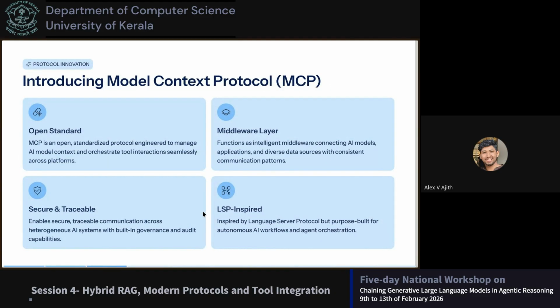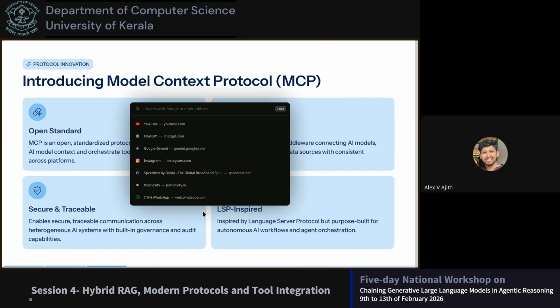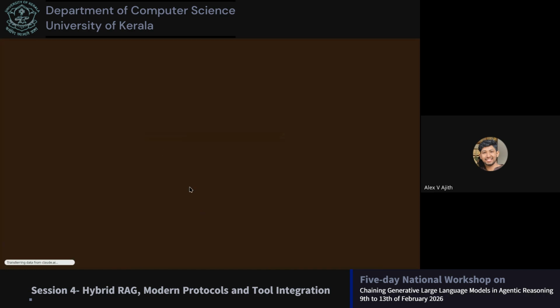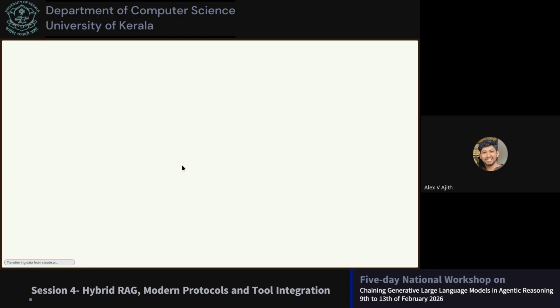So model context protocol is the first ever protocol that comes into play in the agentic world, and it was introduced by Anthropic, the team behind Claude. It's a platform like ChatGPT. I can show you that as well. This is the landing page of Claude. I hope you can see it. It's similar to Gemini and ChatGPT.